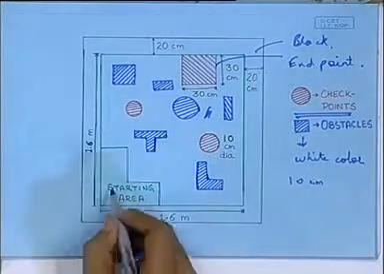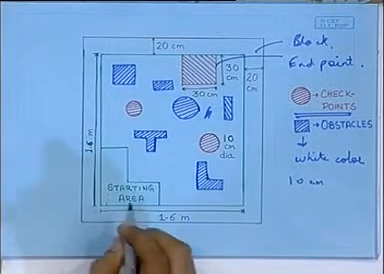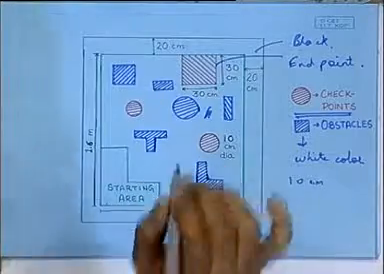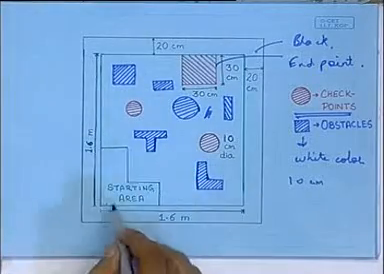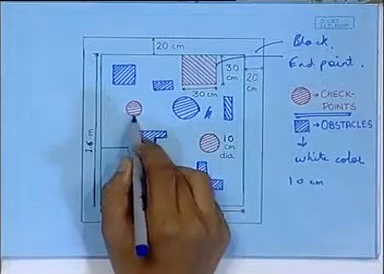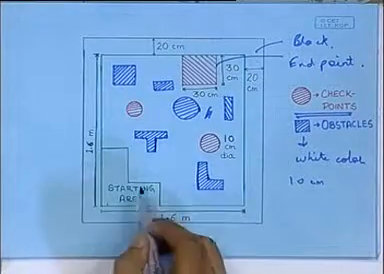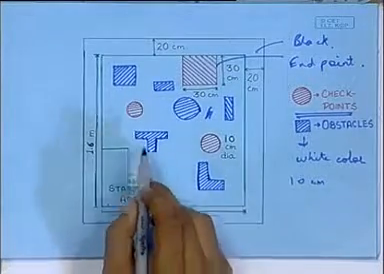So now you will place your bot in the starting area and then leave it. The bot will take an image from an overhead camera, process it and then start moving in the arena, and will have to cover these two checkpoints and then reach the endpoint. For moving, it should not touch any of these obstacles.